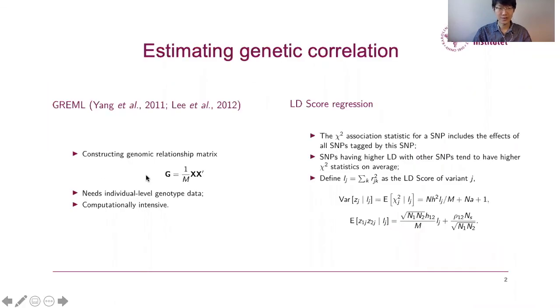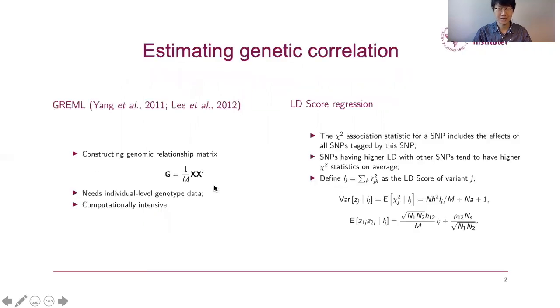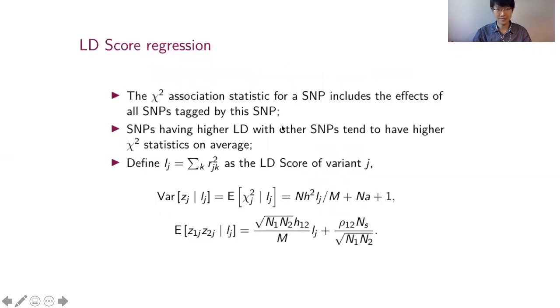Traditionally, when we have individual-level genotype data, we can use GREML to estimate genetic correlations. However, GREML can be computationally intensive, especially when the sample size is large. That's why LD score regression, or LDSC, became very popular. Basically, LDSC developed the relationship between the variance of the test statistic and its LD score. When we have two phenotypes, we can extend this equation to estimate genetic covariance and the genetic correlation.